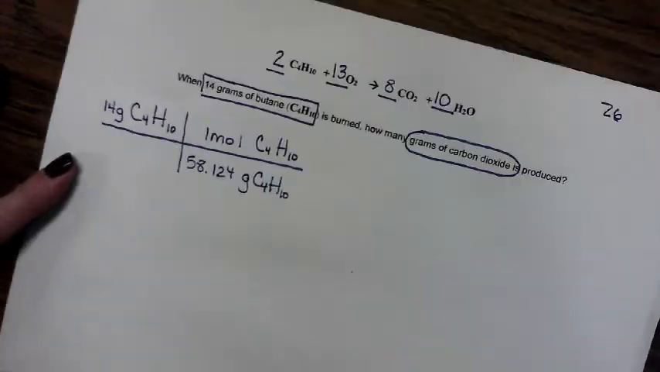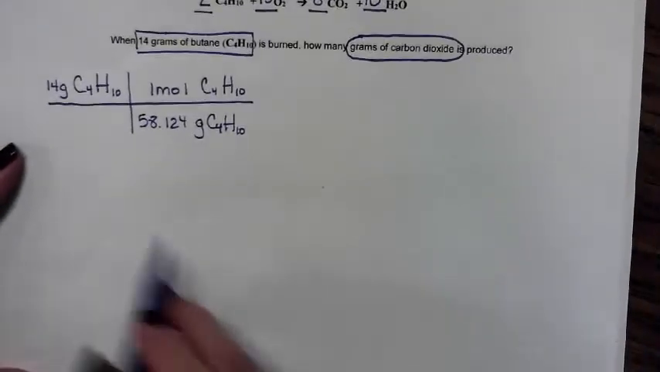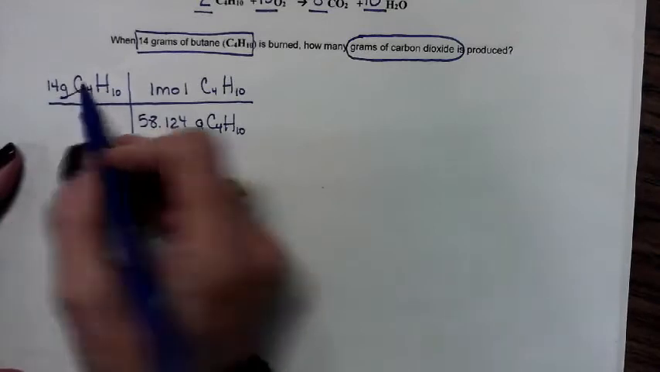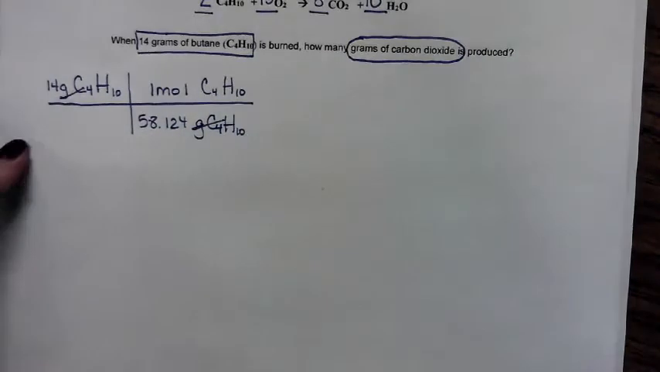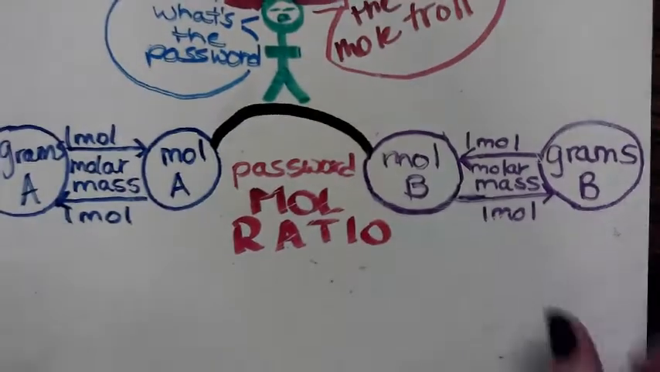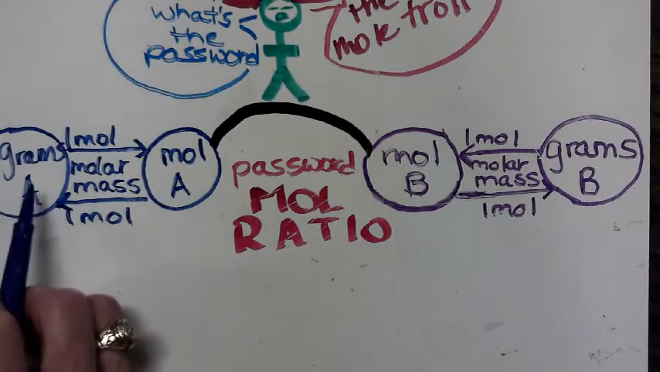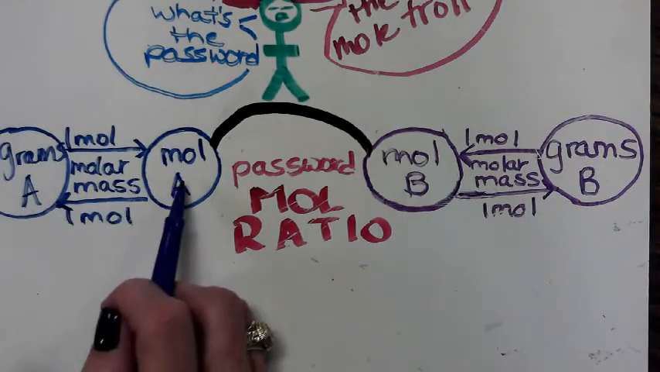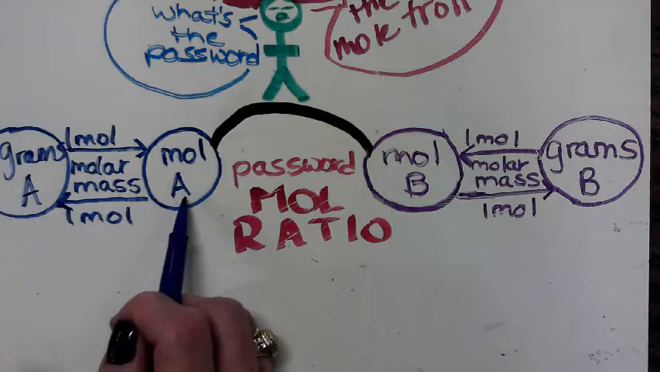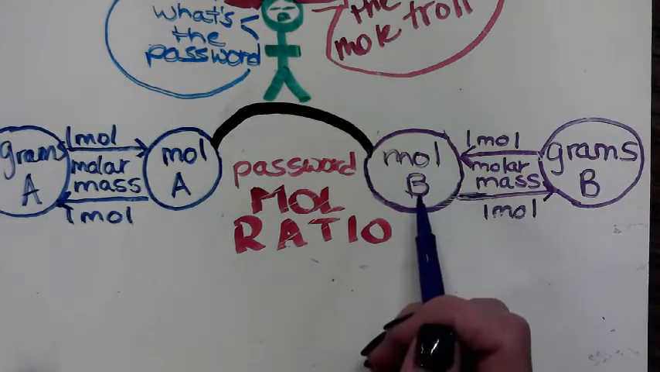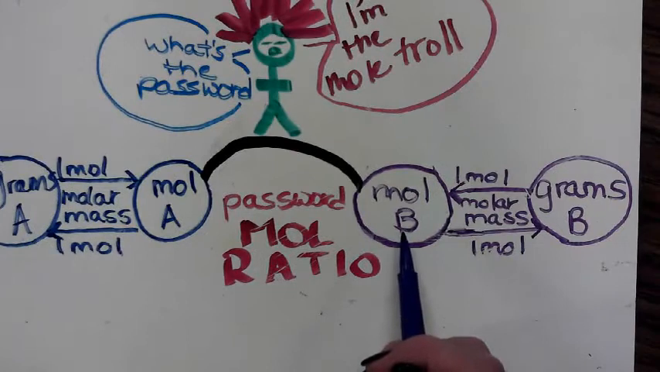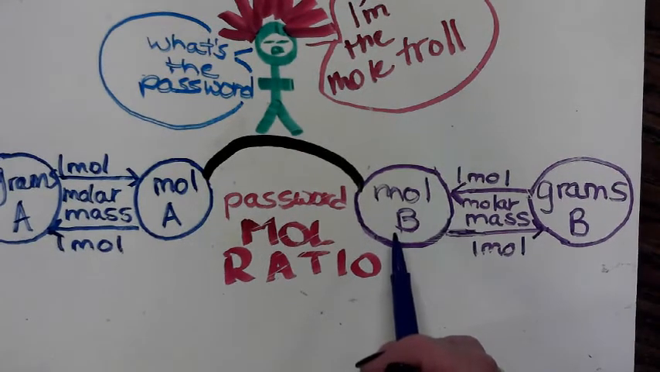58.124 grams. Okay, look what I did. I just go down my unit. That cancels out my grams of butane. I now have moles. So I have moles of A. I went grams to moles. I have moles of A. Well, I don't want moles of butane. I need to convert that into moles of carbon dioxide. So what's the password? The password is mole ratio.